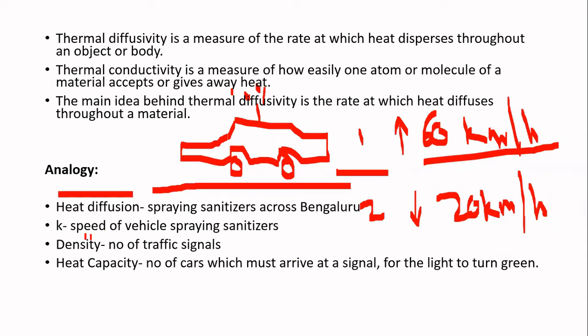Now this speed of the vehicle corresponds to thermal conductivity. Thermal conductivity helps in the travel of heat. This vehicle is containing the sanitizer. The faster the vehicle moves, the faster the heat will travel throughout the material. So the better the thermal conductivity of the material, the better the rate at which heat will move inside the material. Is this part clear to all? Is the thermal conductivity part clear? Yes, sir.